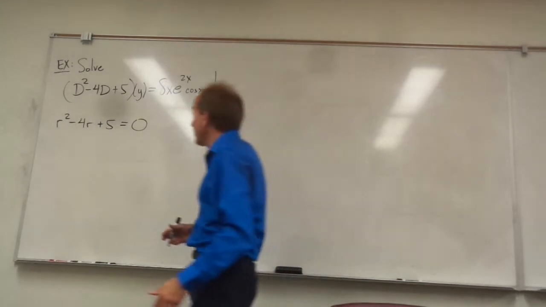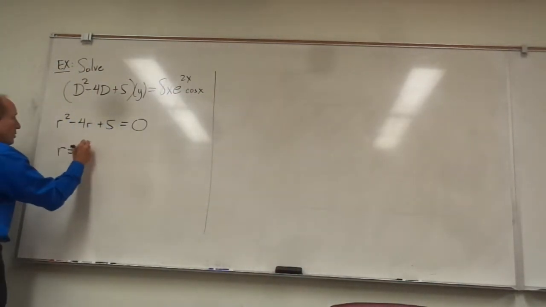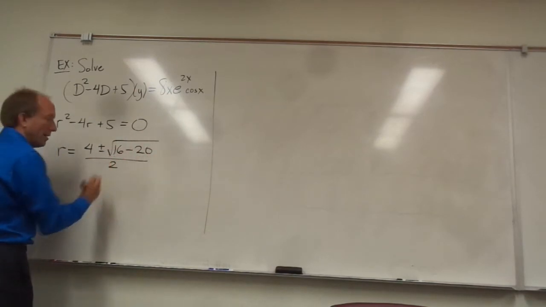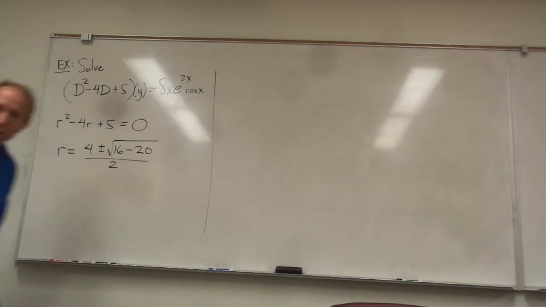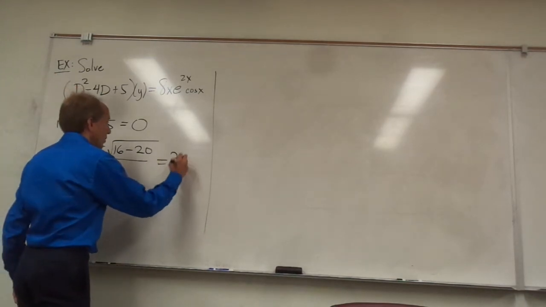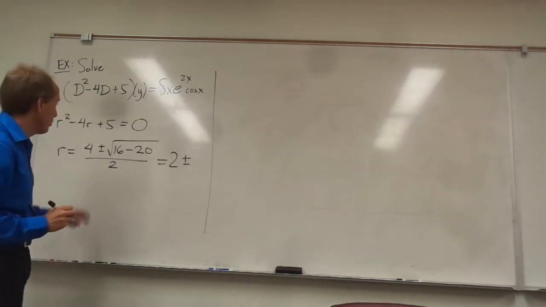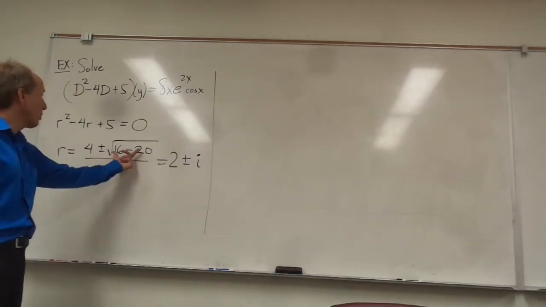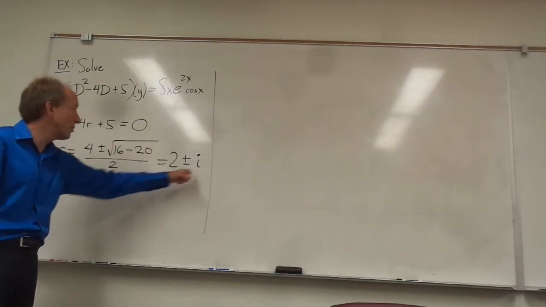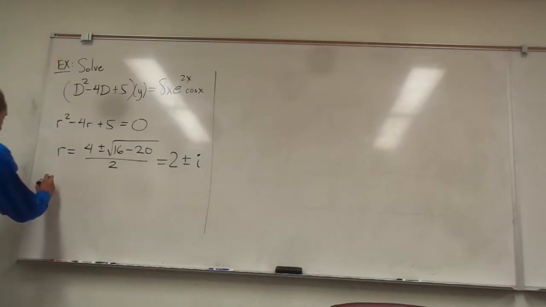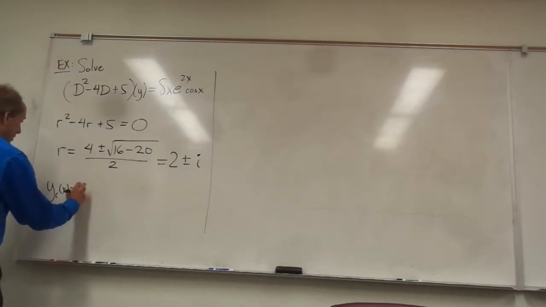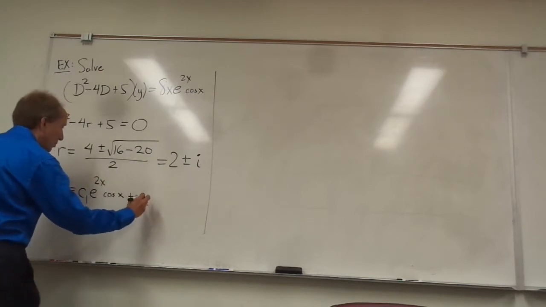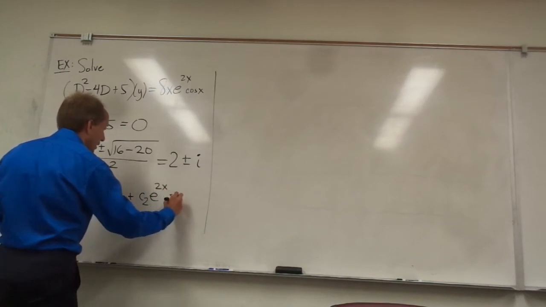It looks like that's going to factor nicely, but it turns out it doesn't. If we use the quadratic formula, you get this expression. Make sure you know the quadratic formula really well. You end up with two complex roots: 2 plus or minus, and this just becomes i, since the square root of negative 4 is 2i, and when you divide by 2 you get i. So my complementary function is c1 e to the 2x cosine of x plus c2 e to the 2x sine of x.